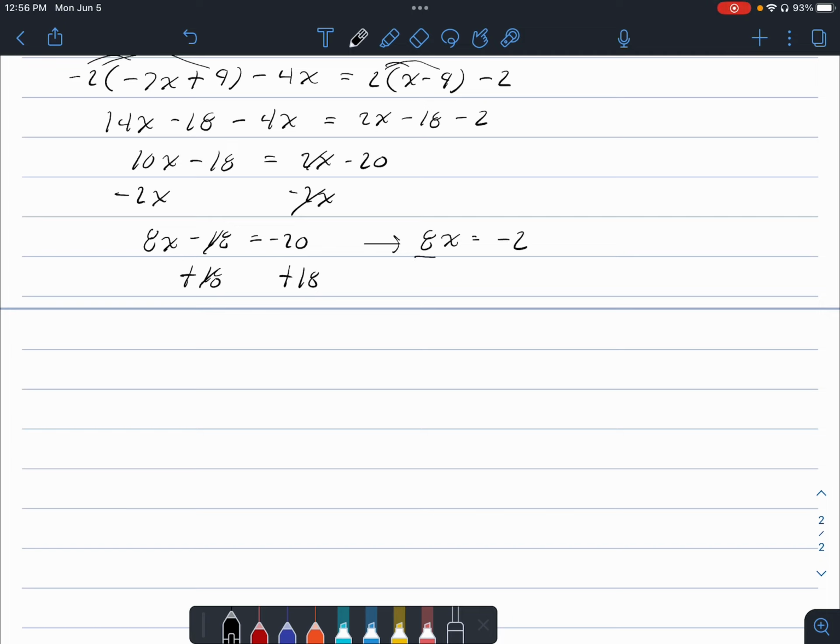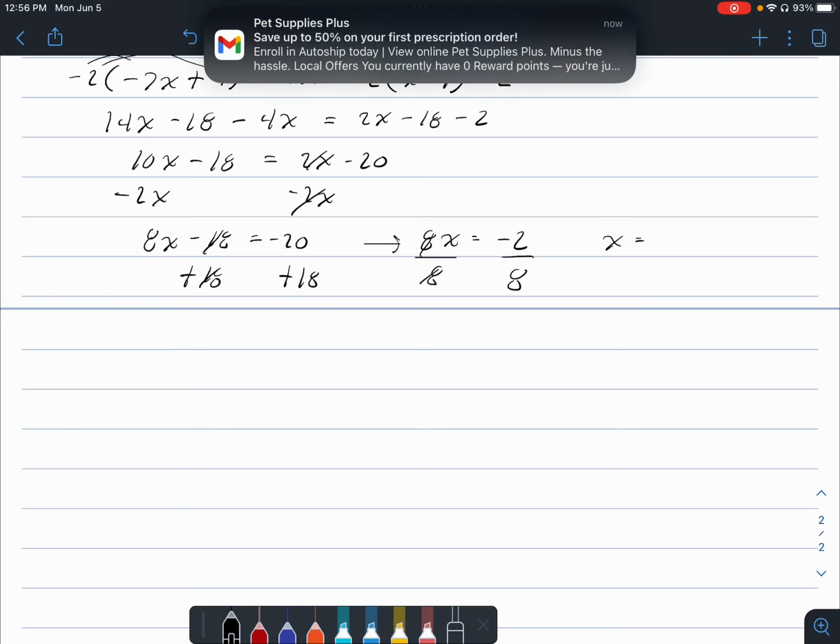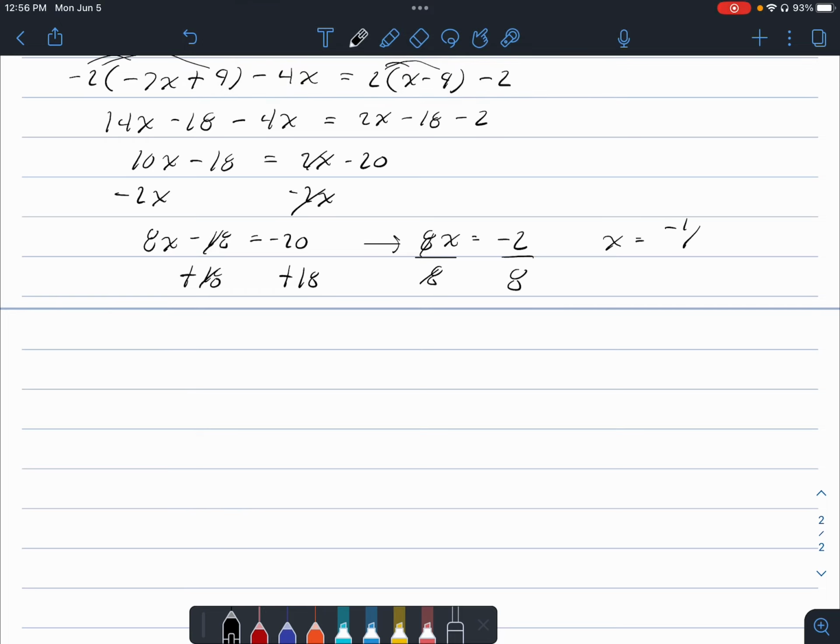And if we divide both sides of this equation by 8 in order to isolate x by itself, these will cancel, and we'll get that x is equal to negative 2 over 8, or we get that x is equal to negative 1/4.